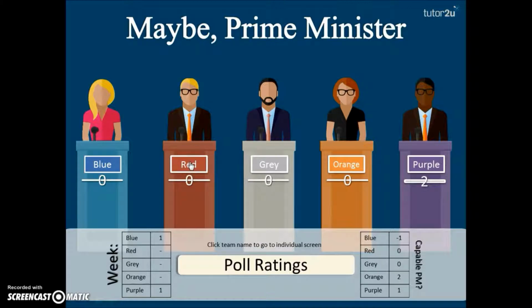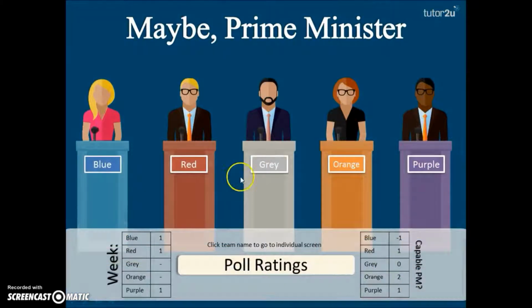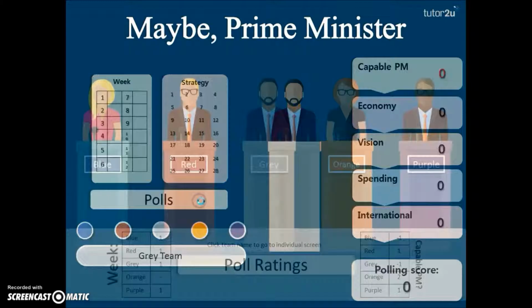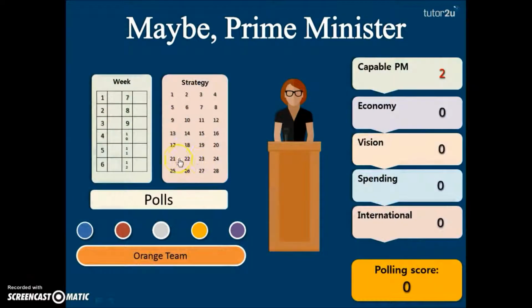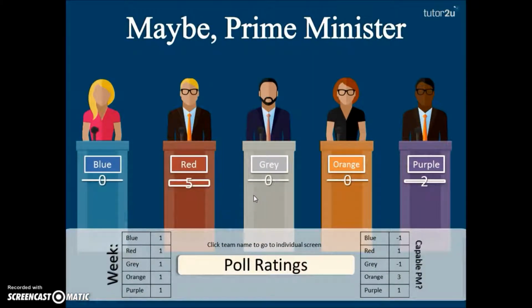So I'm just going to fill in the next 3 teams very, very quickly. Imagine the red team went with policy number 9. Imagine the grey team went with policy number 12. And then imagine the orange team went with policy number 21. And there we have the scores at the end of week 1. What I'd do here is put my projector back on and show all of the class that at the moment the red team are in the lead. We'll also talk a little bit about capability.